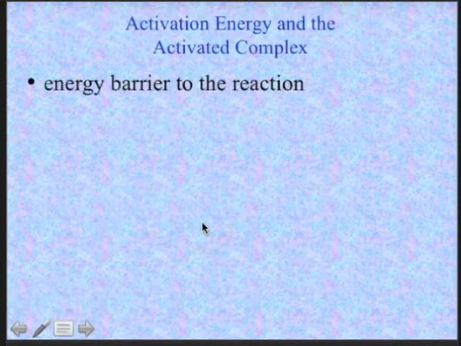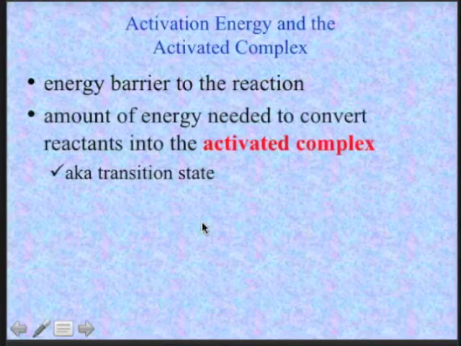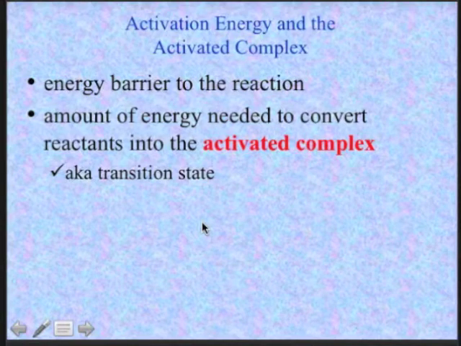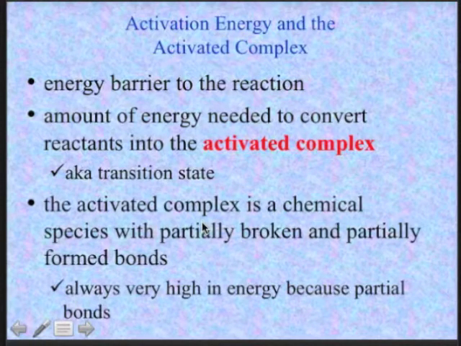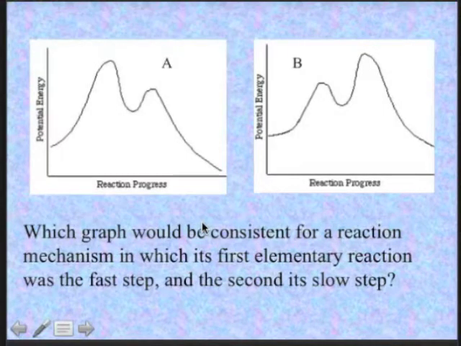Now we're going to talk about activation energy. The energy barrier to a reaction is called the activation energy. It's the amount of energy needed to convert reactants into an activated complex. The top of the hill, so to speak, before the reaction can proceed to the products. The activated complex is a chemical species with partially broken and partially formed bonds.